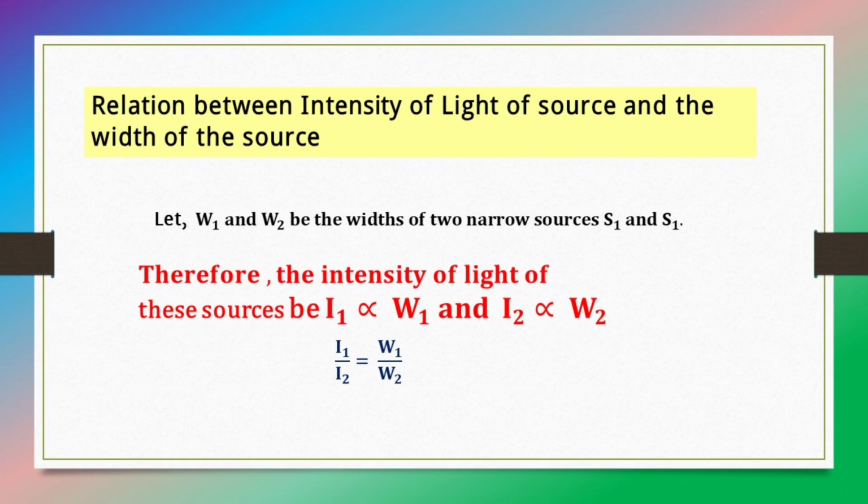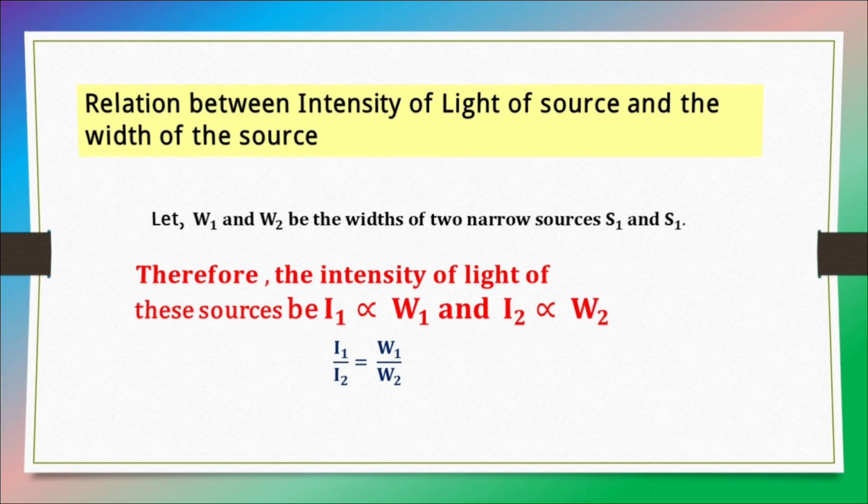There is a relation between the intensity of light of a source and the width of the source. Let W1 and W2 be the widths of two narrow sources S1 and S2. Therefore, the intensity of light of these sources, I1 is directly proportional to W1 and I2 is directly proportional to W2. That means I1 by I2 is equal to W1 by W2.